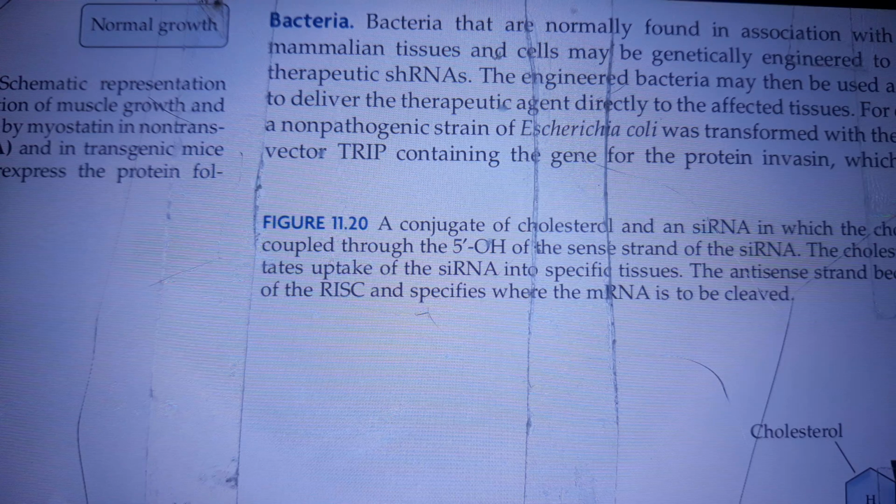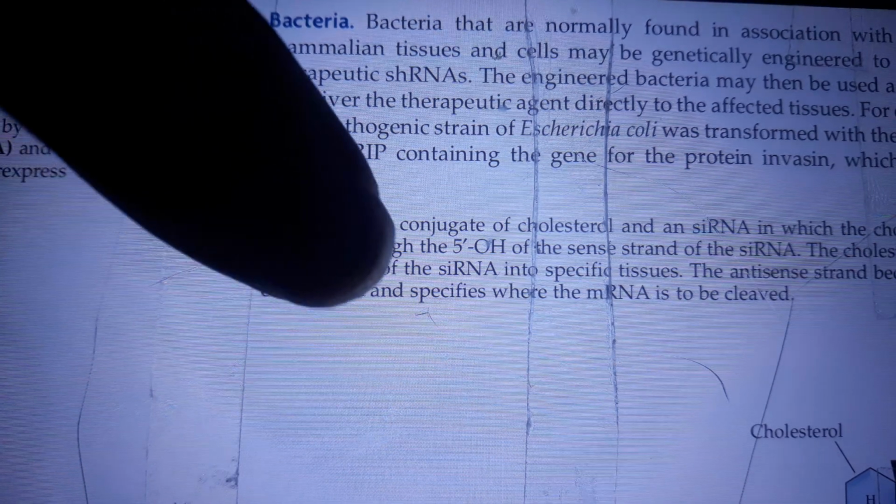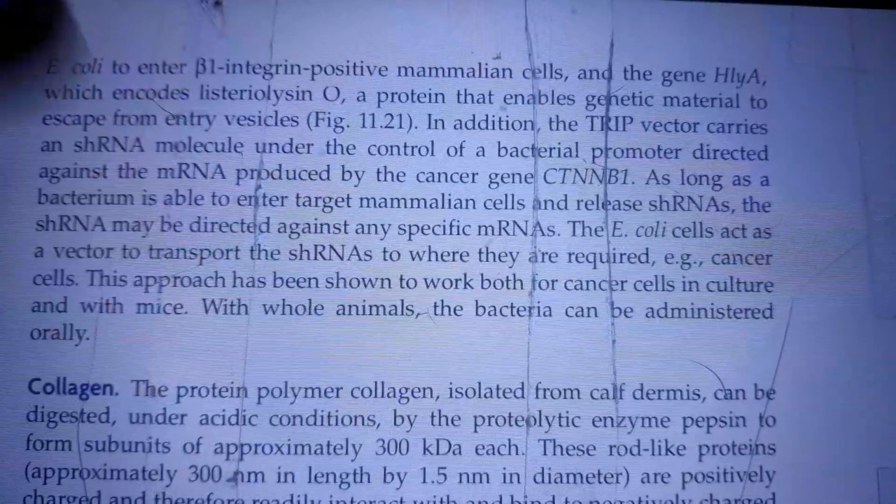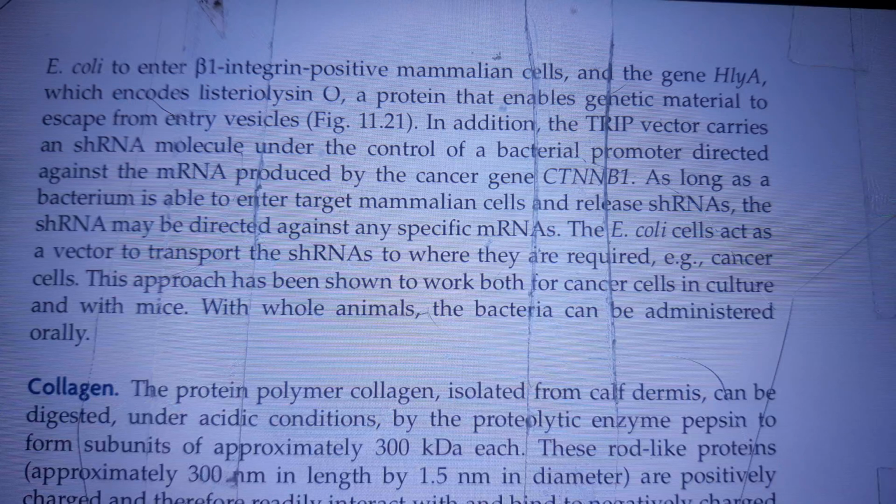For example, a non-pathogenic strain of E. coli was transformed with the plasmid vector TRP containing the gene for the protein invasin, which permits E. coli to enter beta-1 integrin positive mammalian cells, and the gene HlyA, which encodes listeriolysin O, a protein that enables genetic material to escape from entry vesicles.